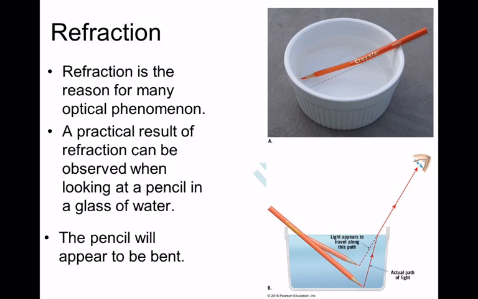Now the pencil is in two mediums. The pencil is in air and the pencil is in water, okay? But the light that's coming from the pencil that's in water has to be refracted. It's bent so we can see it. So we see the part of the pencil that's in the air like normal, but the light is refracted back out to us to make the rest of the pencil that's in water, so it's bent.